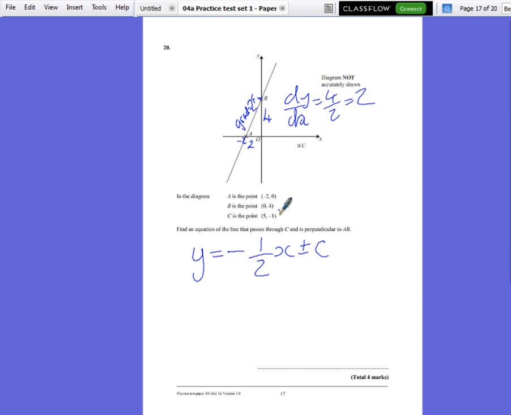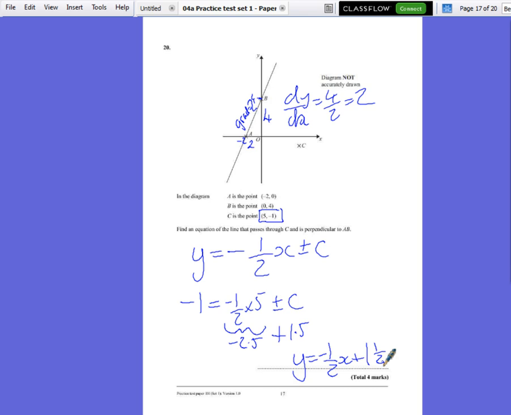So if we put these values for C in, it tells us that when x is 5, y is minus 1. So if I do minus 1 equals minus a half times 5 plus or minus some number on the end. Well, minus a half times 5 is minus 2.5. So to get an answer of minus 1, I need to add to that 1.5. So the number must be 1.5. So my final equation would be y equals minus a half x plus 1.5.